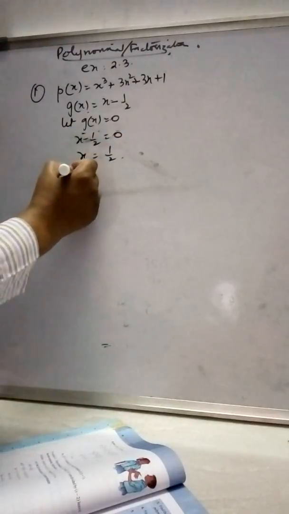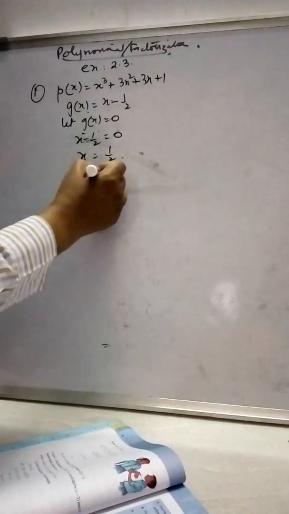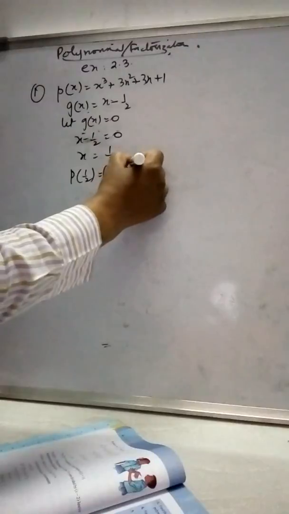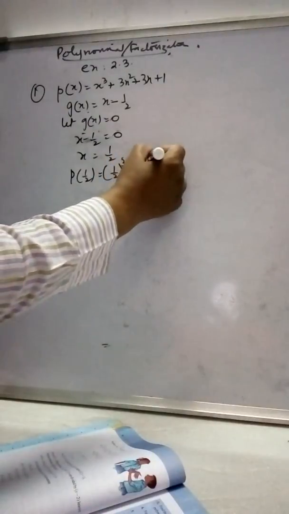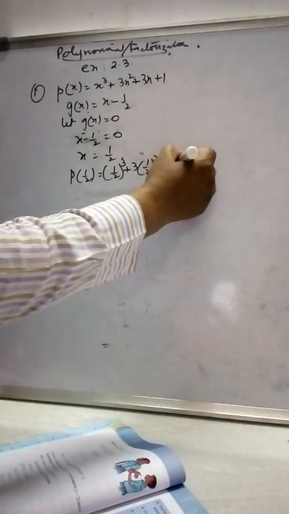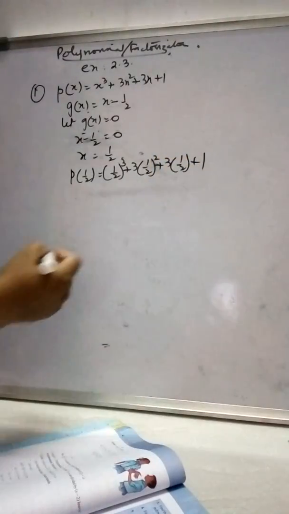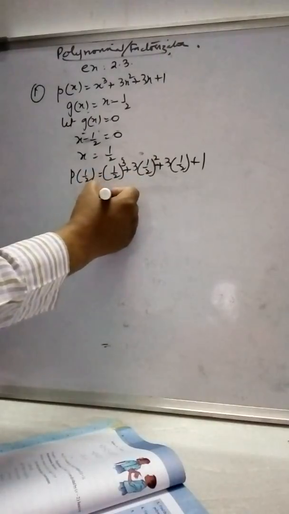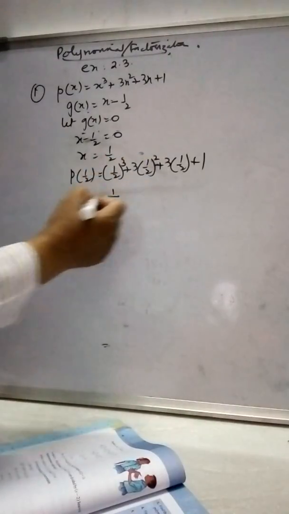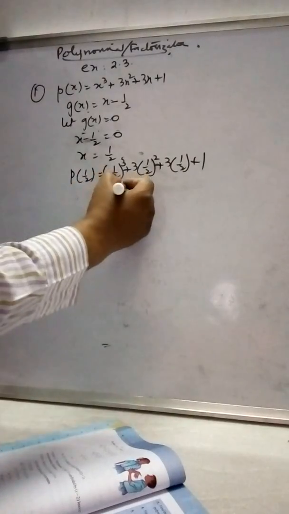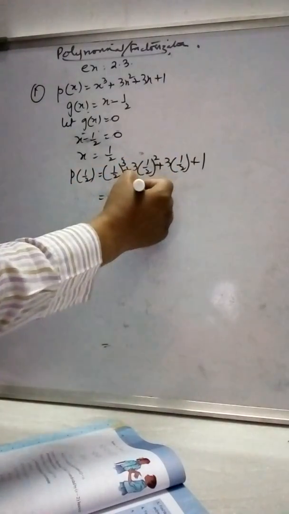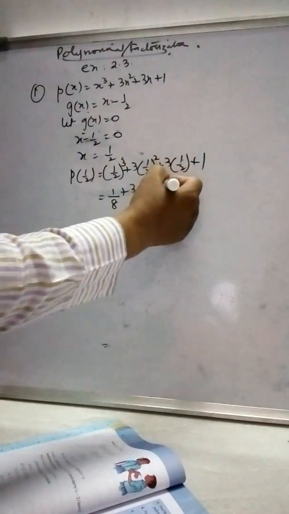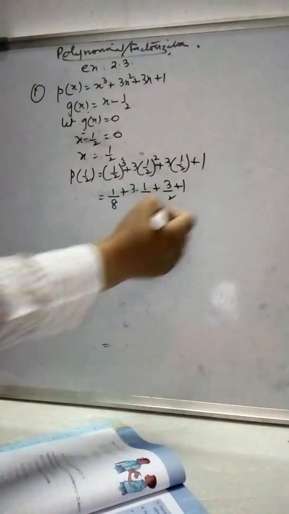So here p of 1 by 2 will be equal to 1 by 2 to the power of 3 plus 3 into 1 by 2 to the power of 2 plus 3 into 1 by 2 plus 1. So this is equal to 1 by 2 to the power 3, which becomes 8, 2 into 2 into 2 is 8, plus 3 into 1 by 2 power 2, which is 4, plus 3 into 1 by 2, which is 3 by 2, plus 1.